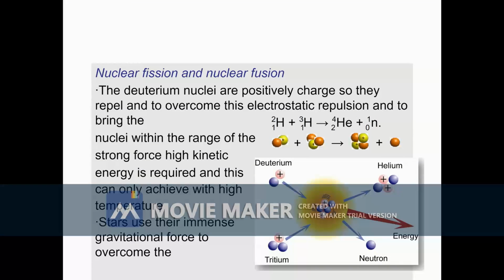Okay, so deuterium is positively charged, so we need a certain amount of kinetic energy to overcome the electrostatic repulsion with tritium, which is also positively charged, and this is more likely to be achieved at a high temperature. For example, this reaction is typical for stars, which form helium from deuterium and tritium because they have a vast amount of energy due to their gravitational force.